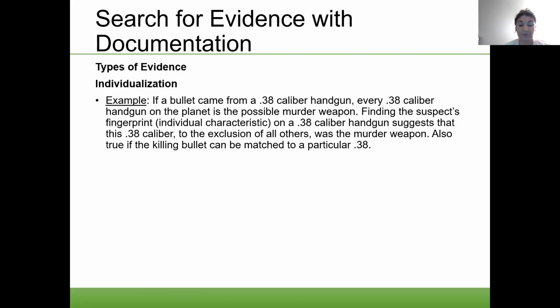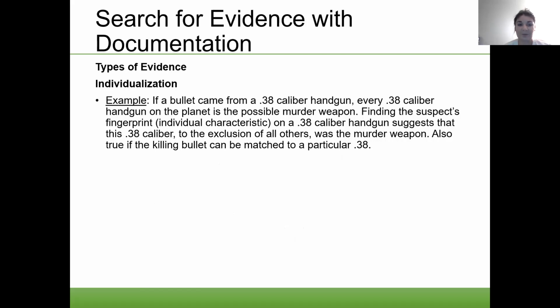Fun fact. So, examples. If a bullet came from a .38 caliber handgun, every .38 caliber handgun on the planet is a possible murder weapon. Now, that's called the class identification of it. So you have .38 caliber, any .38 caliber can now be the murder weapon.